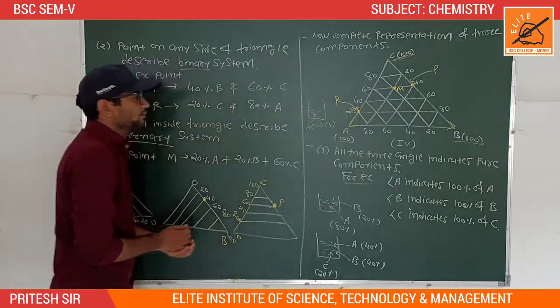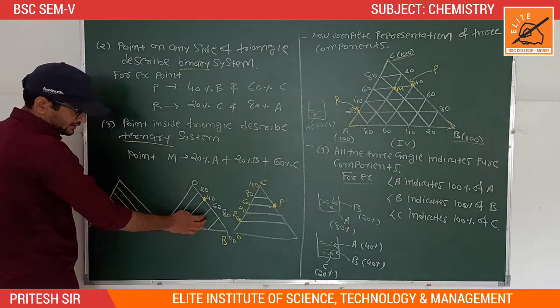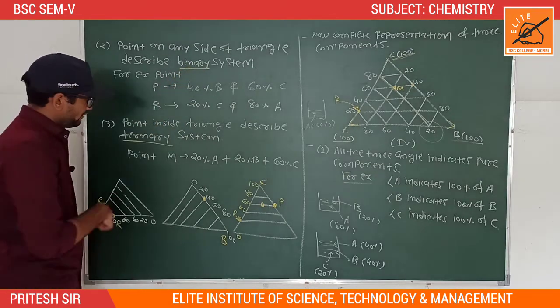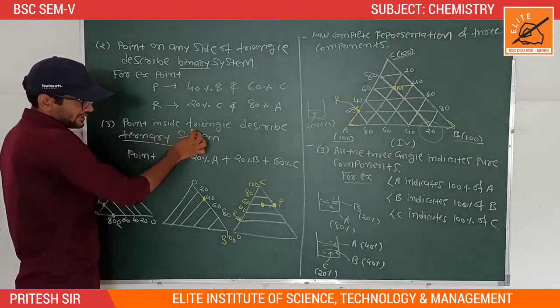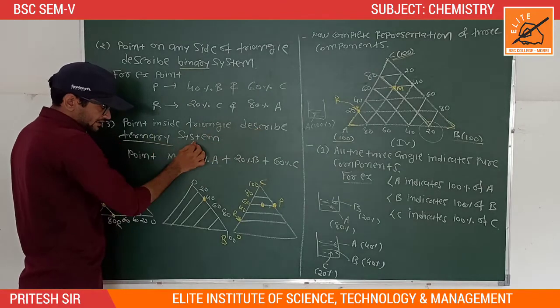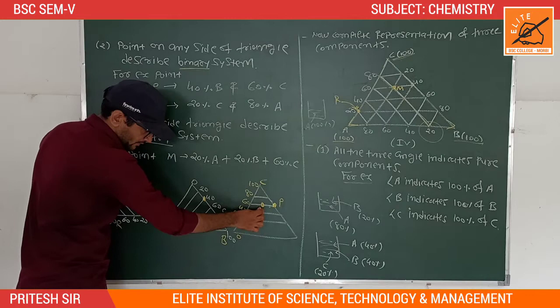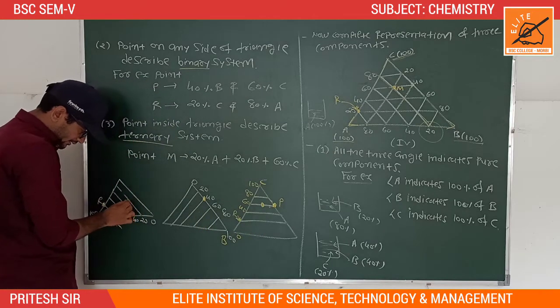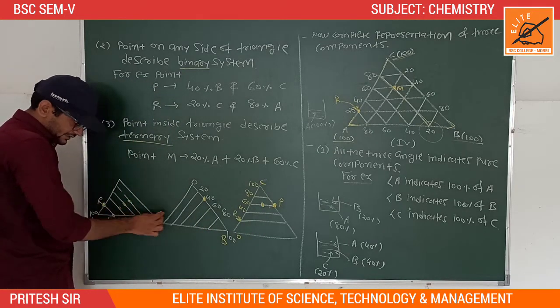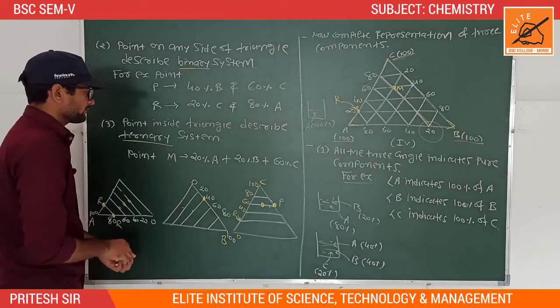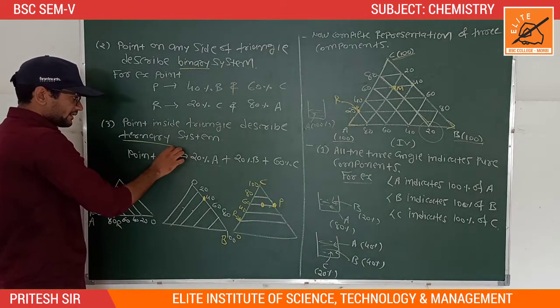Any point on a side of the triangle is a binary system, or two-component system. And a point inside the triangle describes a ternary system. It means that, unlike at a corner or on a side, any point inside the triangle describes a ternary system.